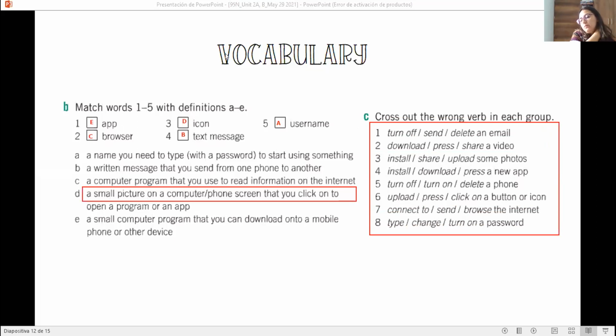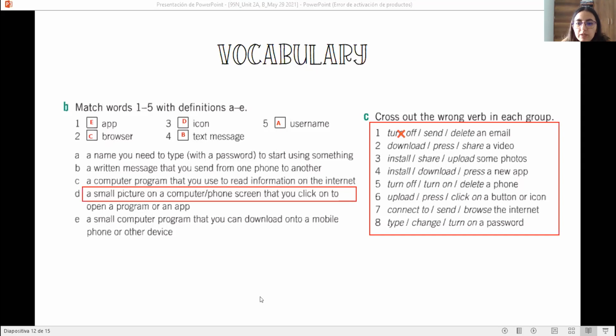¿Cuál creen que es el verbo que está aquí de más? Hay uno que no debemos utilizar. Turn off. Turn off. Ajá, turn off, que sería apagar. No podemos apagar un email, ¿no es cierto? Pero sí podemos send or delete, enviar o eliminar.